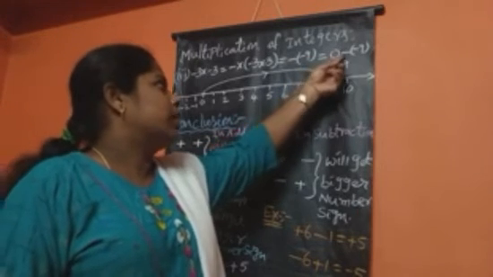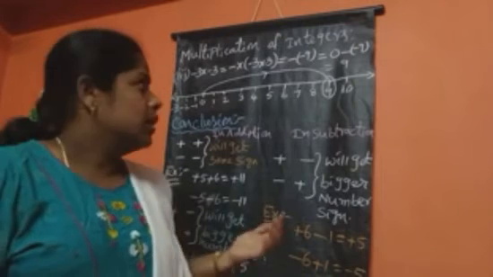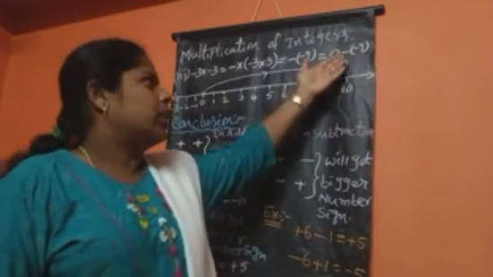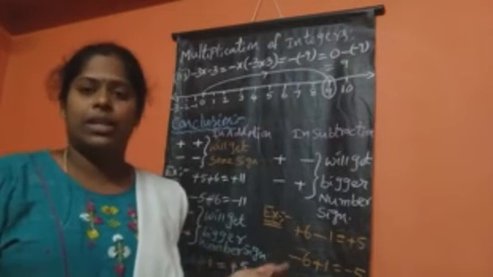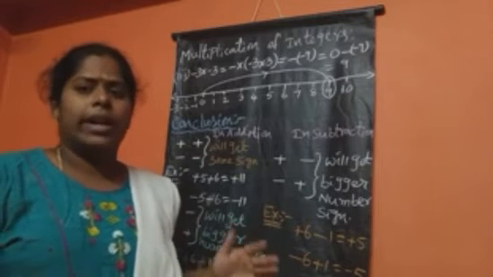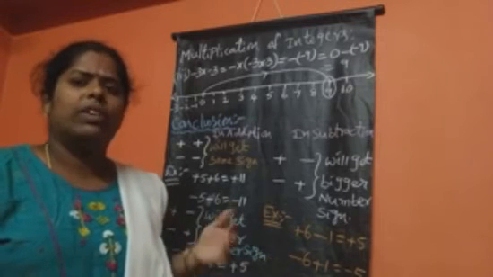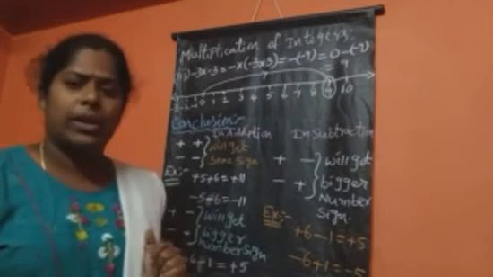And also 0 minus of minus 9 means there is no wrong in that, write like that. So minus of minus 9. Why I wrote like this: when we subtract negative integers from positive integers, we have to move to the right side of the 0. When we move to the right side of the 0, we will get a positive answer. So 0 minus of minus 9 means we will get a positive answer.